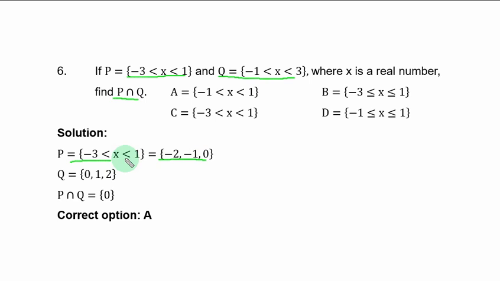Then set Q by the given range has 0, 1, 2, because -1 and 3 are not inclusive, so the intersection is 0. If you look at the options, the only option with element 0 is option A. By this range, -1 and 1 are not inclusive, so you have only 0. So A is the correct option.